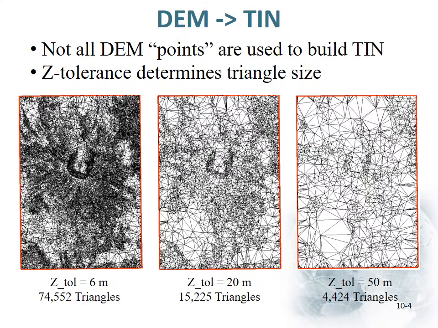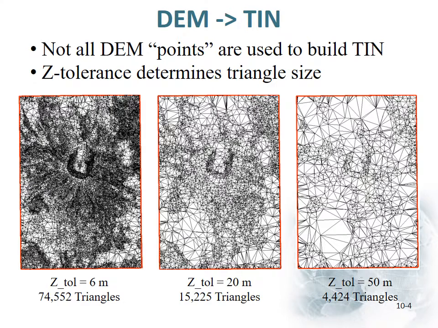On the right, if we use a Z tolerance of 50 meters, we're only getting 4,424 triangles as the output. So this is an even coarser version of a landscape surface. All three of these derived from the same DEM, showing essentially Mount St. Helens after eruption. So after 1980, what does Mount St. Helens look like as a tin?